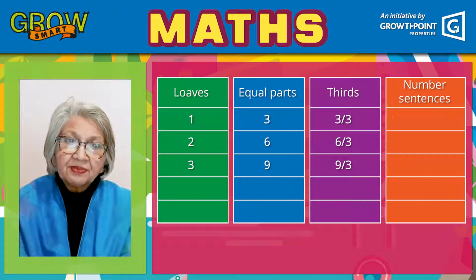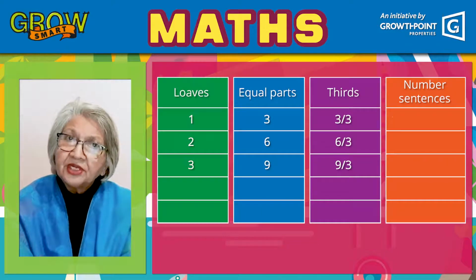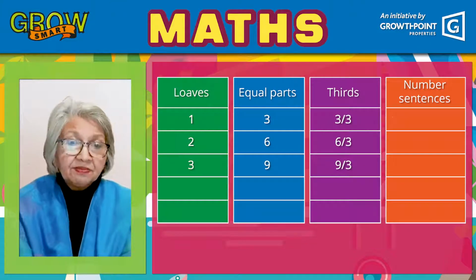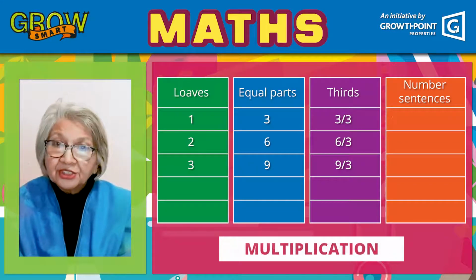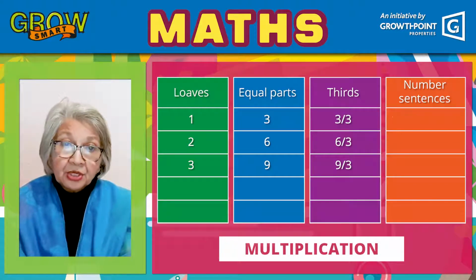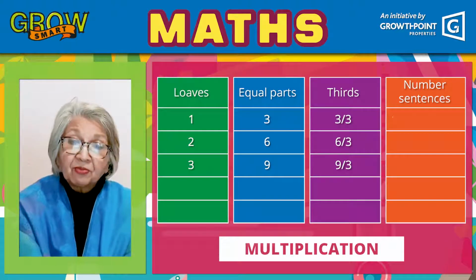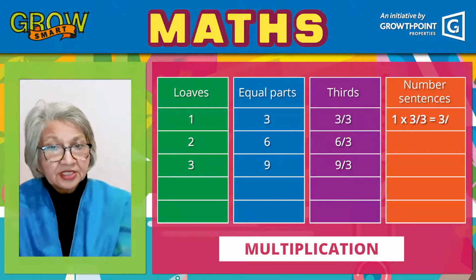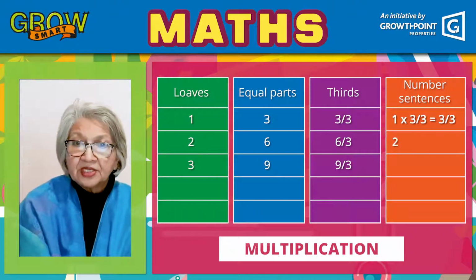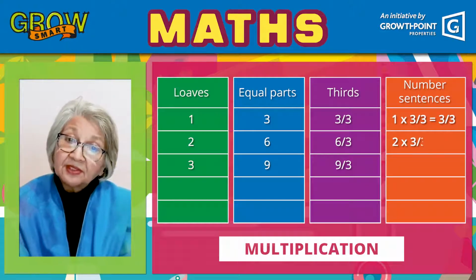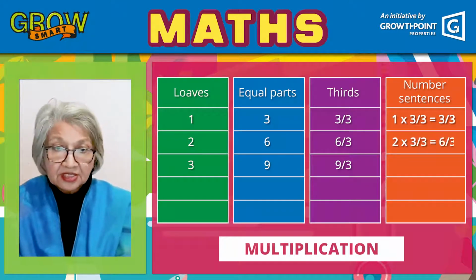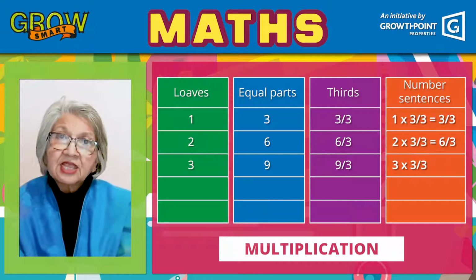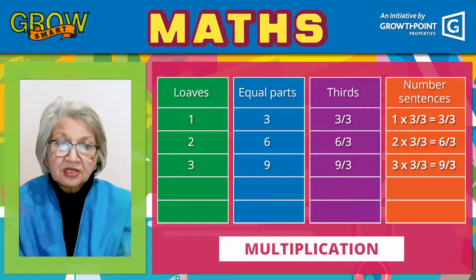What do we notice? We notice that every time we add 3, 3, and 3. And we know that repeated addition is equal to multiplication. So, what can we say? If we have 1 loaf of bread and we multiply it by 3/3, we will have 3/3. If we have 2 loaves of bread, we multiply by 3/3, we will have 6/3. And if we have 3 loaves of bread, we multiply by 3/3 and we have 9/3.